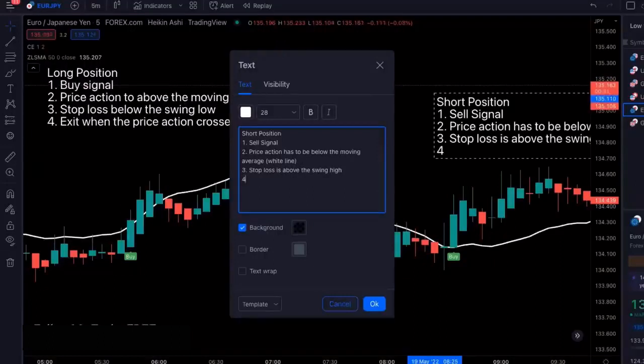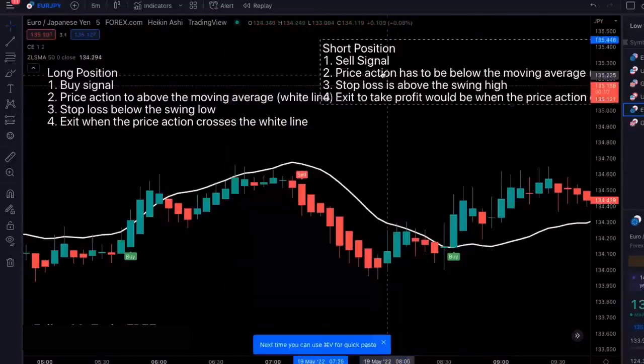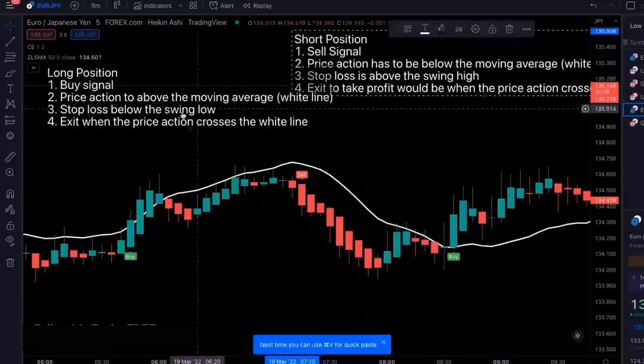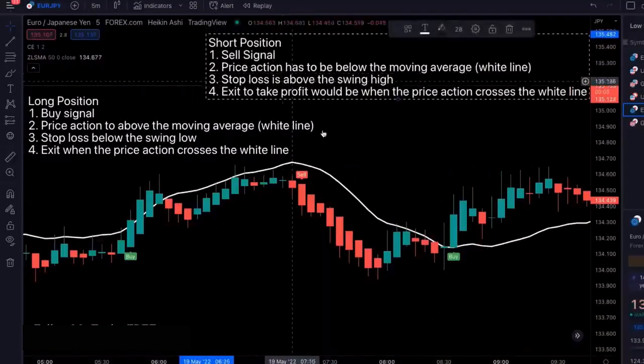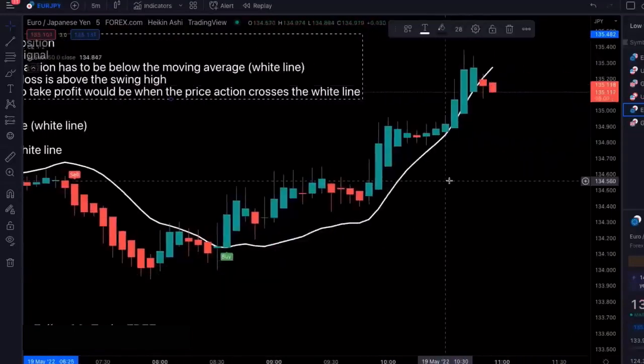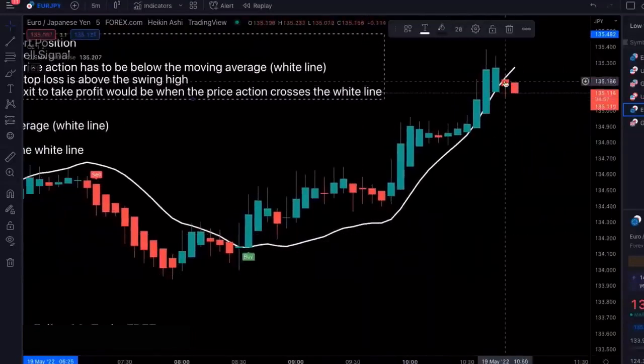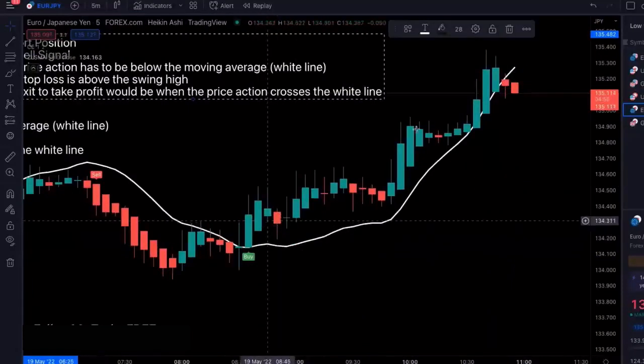All right, and again, the exit to take profit would be when the price action crosses the white line. All right, so you guys have all of these notes. You guys can make notes of these if you want. All right, so now let's go back and take a look at some of these, right? So this is happening live, so let's just go back. So yeah, this would definitely be a good exit point. So not bad, right? Buy right here, exit right there.